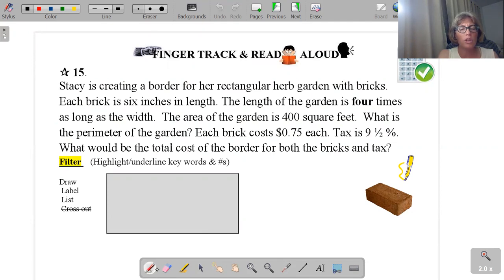Let's get our information on the diagram. Bricks are 6 inches in length. The garden length is 4 times as long as the width. The area is 400 square feet. We want the perimeter of the garden. Bricks cost 75 cents each. Tax is 9.5%. We want the total cost.